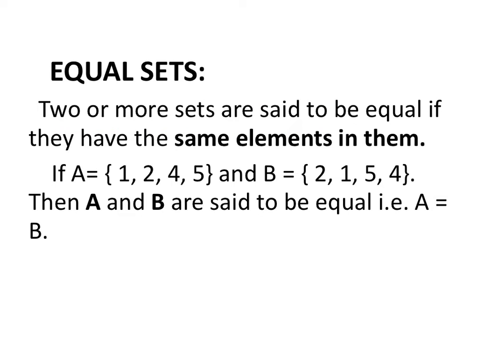Equal sets. 2 or more sets are said to be equal if they have the same elements in them. So if set A and set B have the same elements in them, they are equal. Take for example, set A is 1, 2, 4, 5, while set B is 2, 1, 5, 4. Then A and B are said to be equal. That is, A is equal to B because they contain the same elements in them. We say they are equal sets.